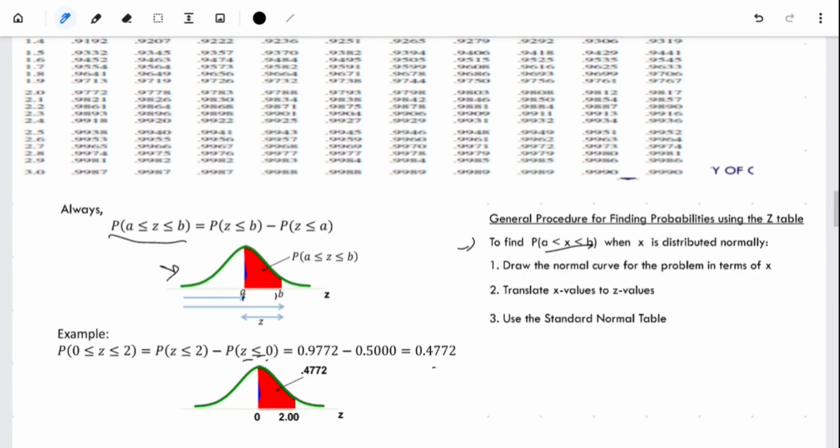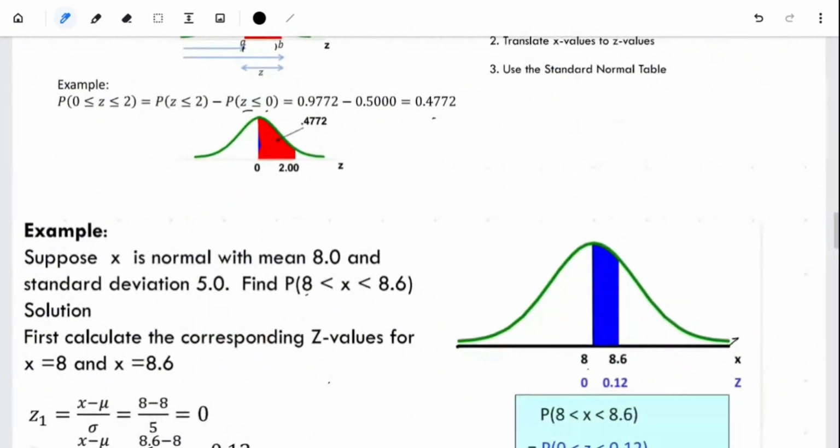Draw your curve, and then translate x values to z values. So if the question is given in x values, you have to translate them into z. And then what do you do next? Use the standard normal table to find the probabilities. After you are done, you use the standard normal table and find your probabilities, and that will be your final answer, right? Okay, so let's see more examples here and solve them.